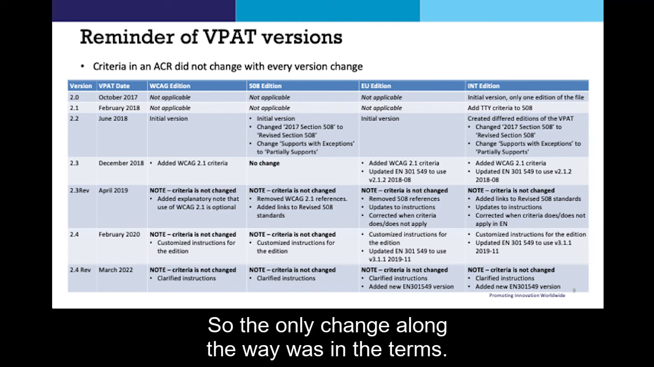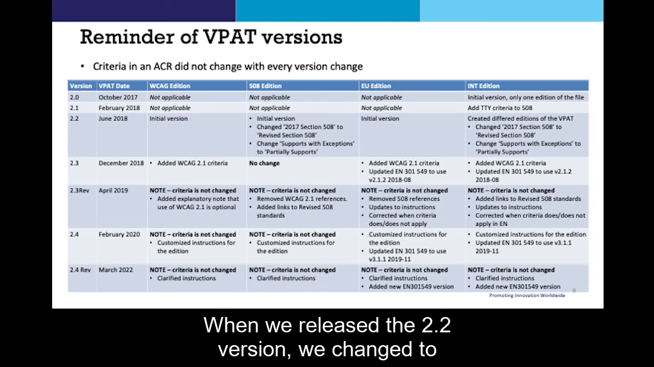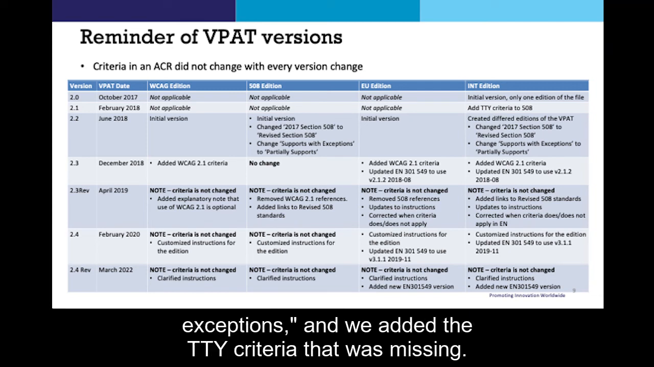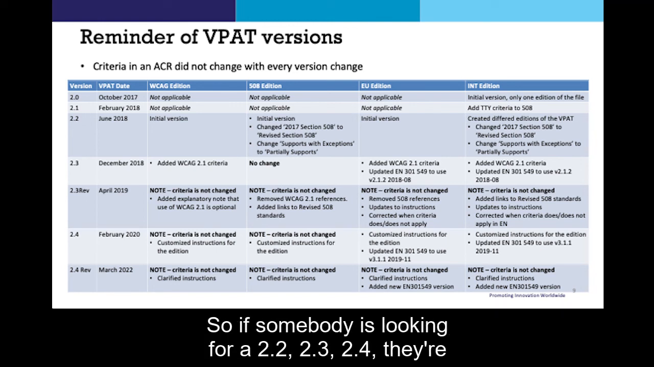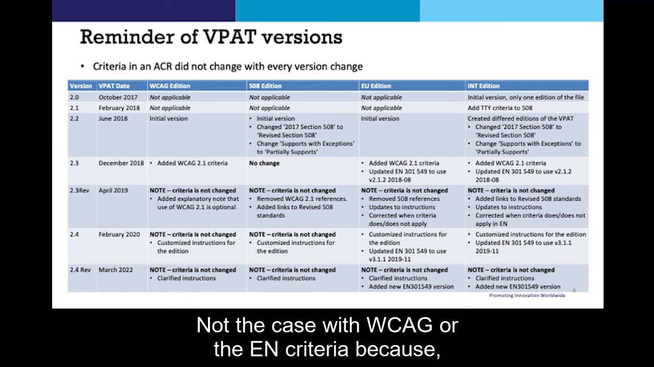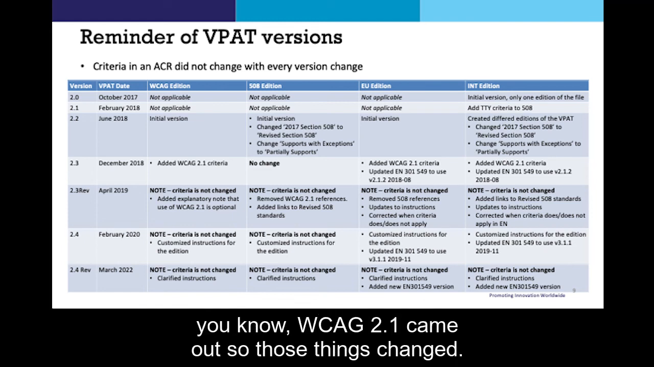So the only change along the way was in the terms. When we released the 2.2 version, we changed to using partially supports instead of supports with exceptions, and we added the TTY criteria that was missing. So if somebody is looking for a 2.2, 2.3, 2.4, they're all the same with regards to Section 508. Not the case with WCAG or the EN criteria, because WCAG 2.1 came out, so thus things changed.